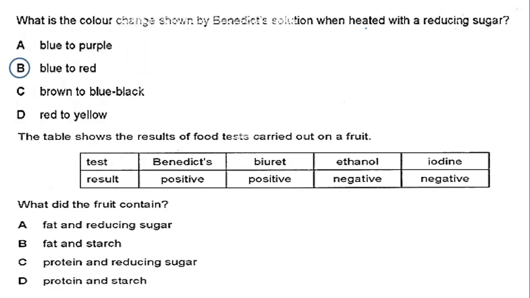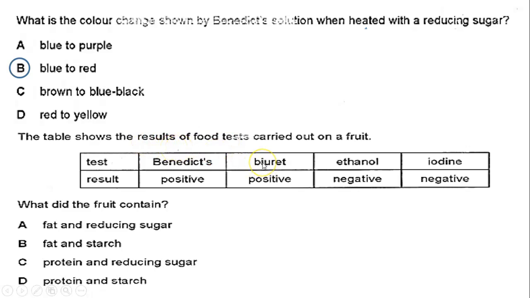The table shows the result of food tests carried out on a fruit. So scientists had a fruit and they wanted to know what are the food molecules that they can find in this fruit. So they tried the different tests on it. Benedict, it came out positive. So let's remember, Benedict was the test for what? BR. Benedict was the test for reducing sugar. So please in the exam write up here reducing sugar.